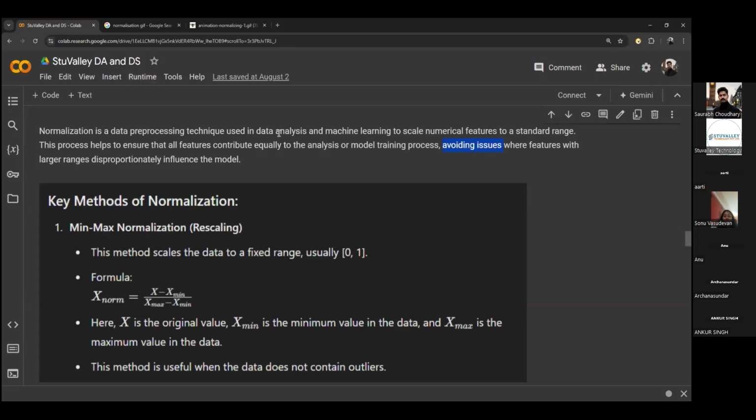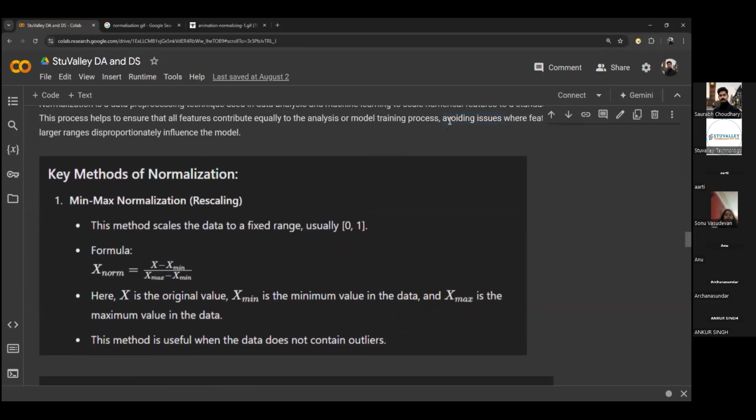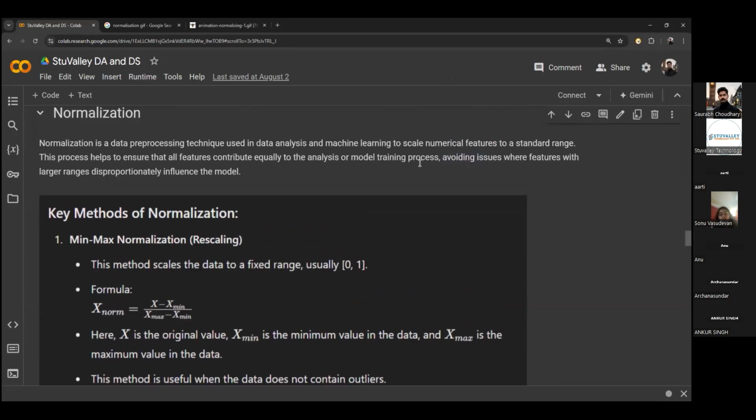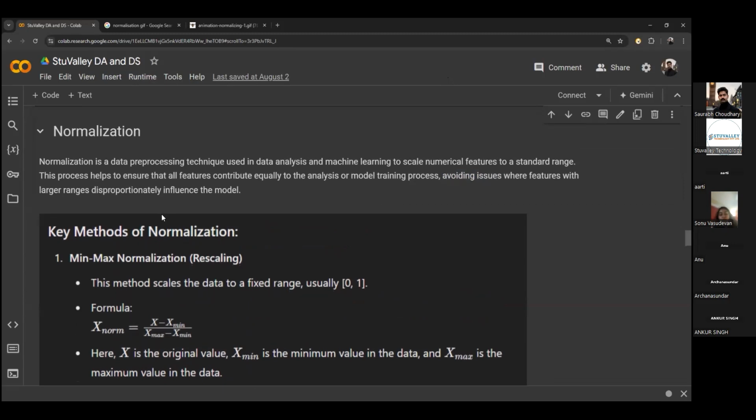Okay. So it is saying avoiding issues where features with larger ranges disproportionately influence the model.